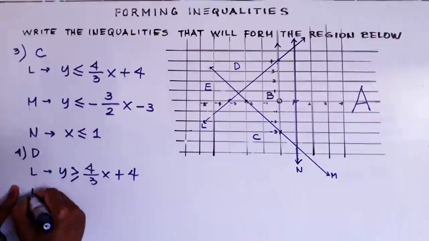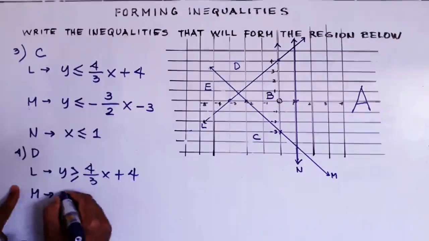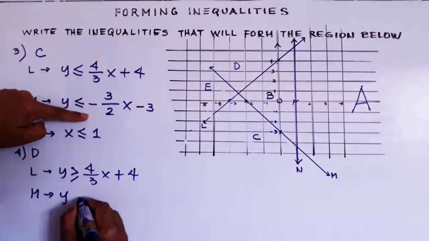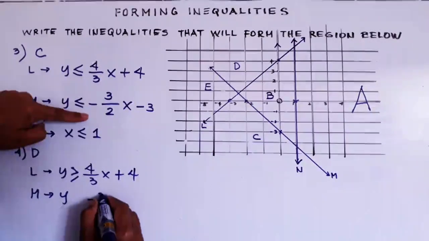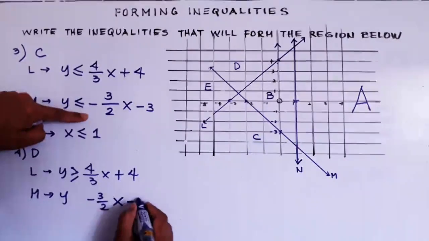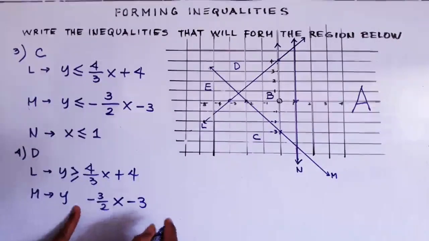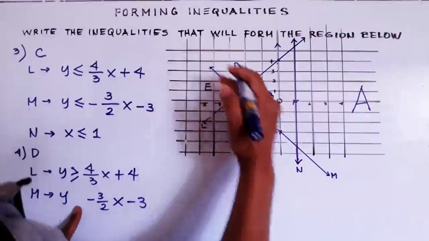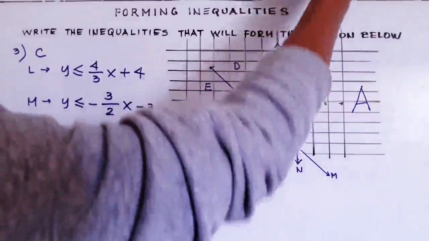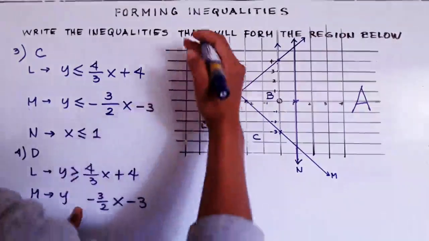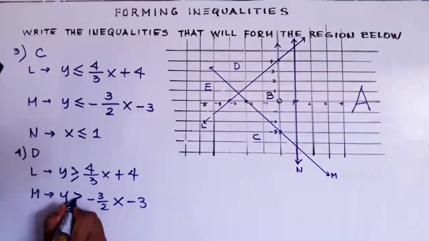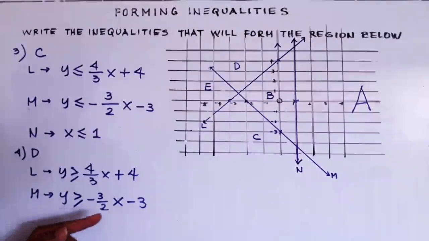Okay. For M, again the same thing. For M is like this. Leave that sign there. Copy the negative 3 over 2x minus 3. They are the same, except this one. So where's the M? M here. How will you get the D? Where should be? Going down or going up? Greater or less than? It should be greater because the D is there. Up. So we need to put here greater than or equal to.